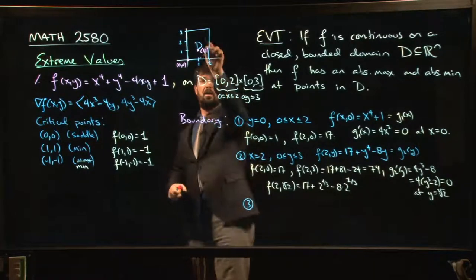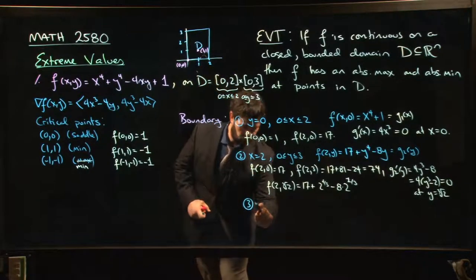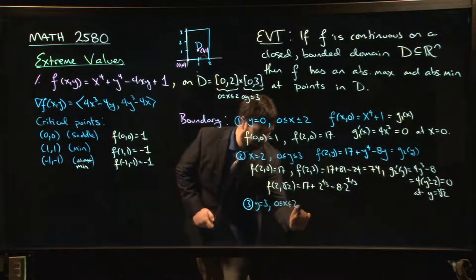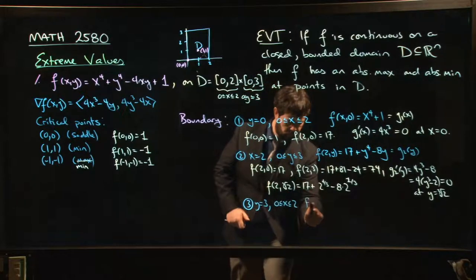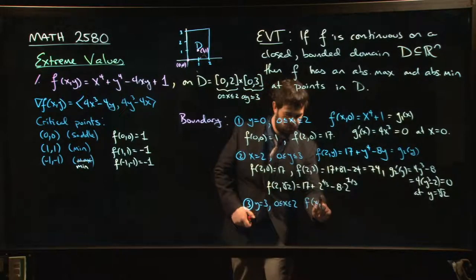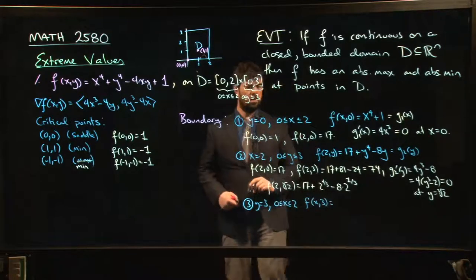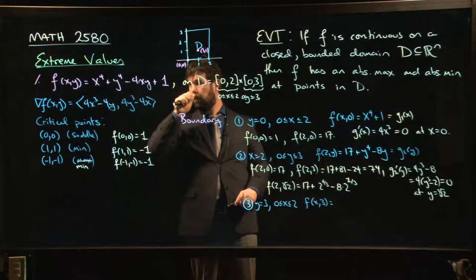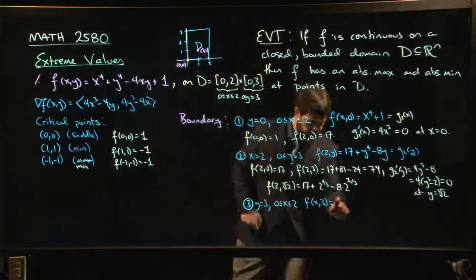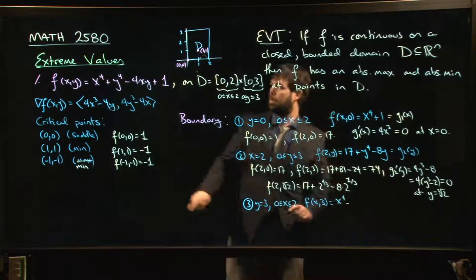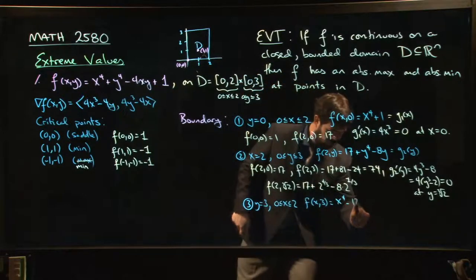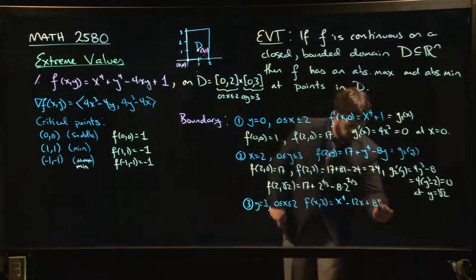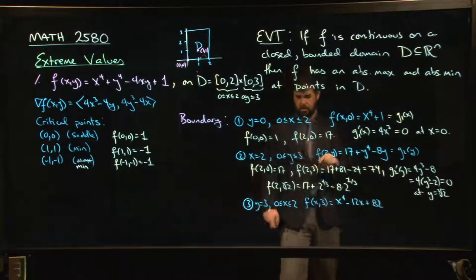Next piece of the boundary, top of the rectangle. So y is going to be held constant at 3. X is going to run from 0 to 2. So we're going to do f at x and 3. And that's going to look like x to the 4 minus 12x plus 81 plus 1 more. Okay, so 82.